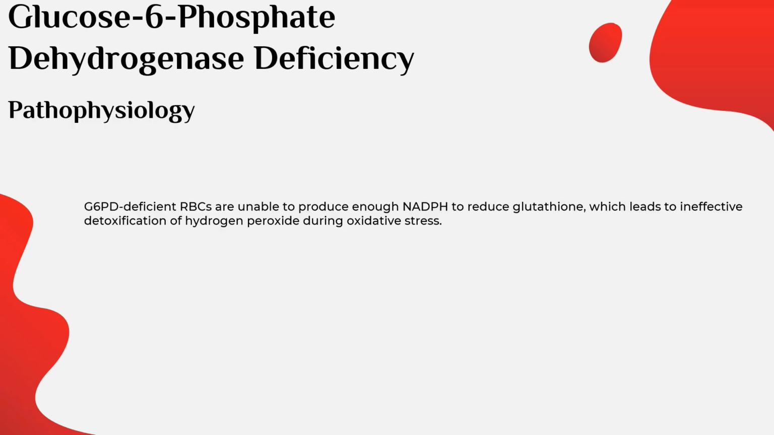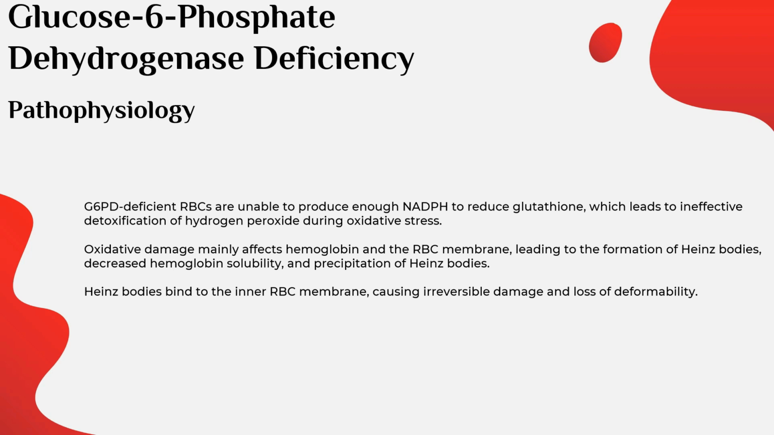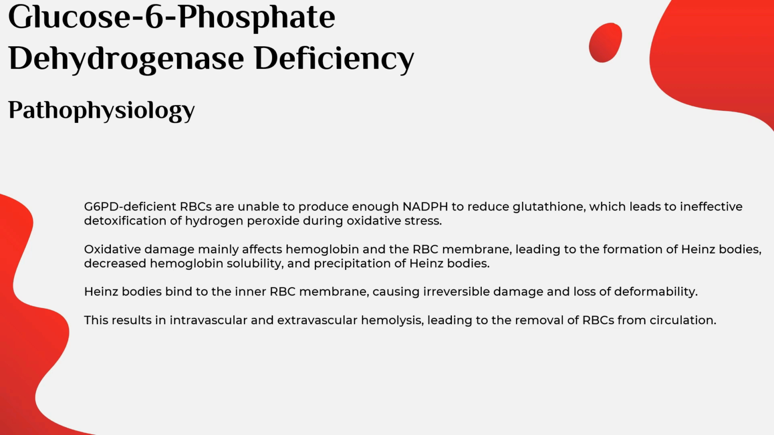Pathophysiology. G6PD deficient RBCs are unable to produce enough NADPH to reduce glutathione, which leads to ineffective detoxification of hydrogen peroxide during oxidative stress. Oxidative damage mainly affects hemoglobin and the RBC membrane, leading to the formation of Heinz bodies, decreased hemoglobin solubility, and precipitation of Heinz bodies. Heinz bodies bind to the inner RBC membrane, causing irreversible damage and loss of deformability. This results in intravascular and extravascular hemolysis, leading to the removal of RBCs from circulation.